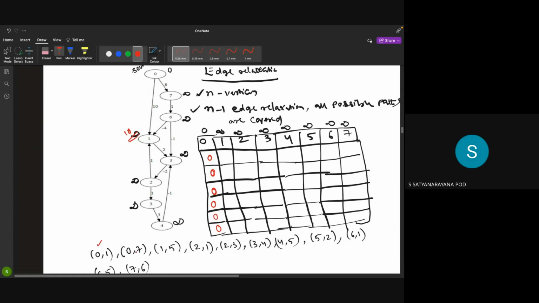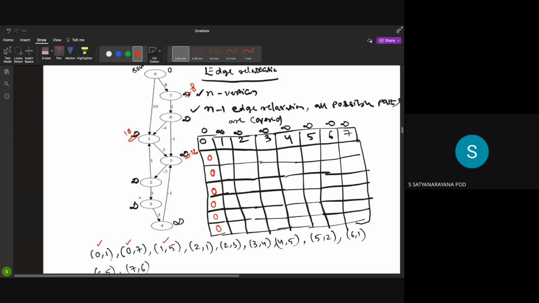Next one. So we are going with 0 to 7. Already infinite is there. This 8 is going to be added. So infinite is greater than the new value, so that 8 is updated. This edge is relaxed. Then after it, next edge 1 to 5. What is 1 to 5? Already 10 is there. 10 plus 2, 12. Is it less than infinite? Yes. 12 is updated. So 1 to 5 is done.